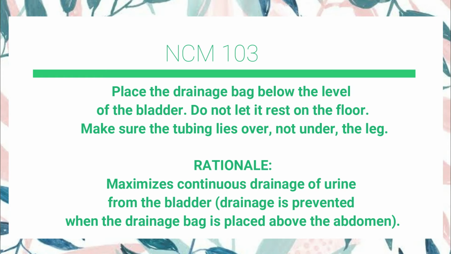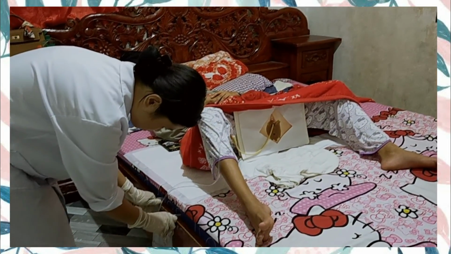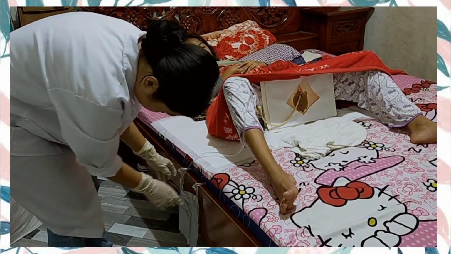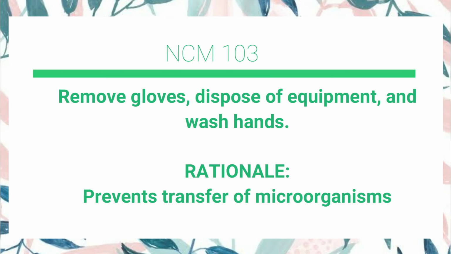Place the drainage bag below the level of the bladder. Do not let it rest on the floor. Make sure the tubing lies over, not under, the leg. It maximizes continuous drainage of urine from the bladder. Drainage is prevented when the drainage bag is placed above the abdomen. Remove gloves, dispose of equipment, and wash hands.